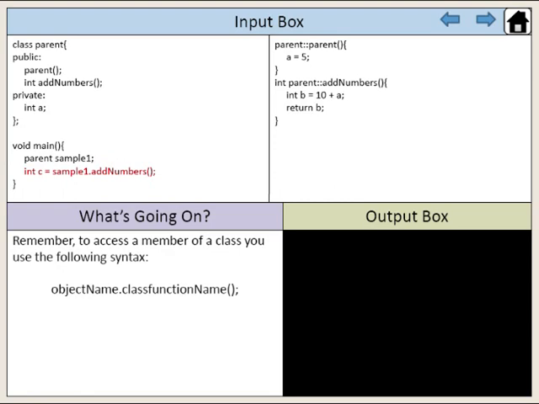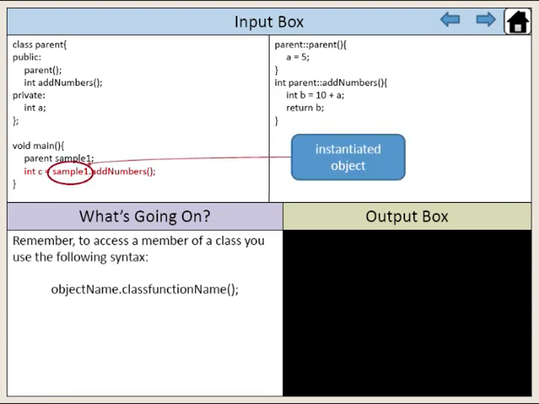Remember, to access a member of a class, you use the following syntax. You begin with the object name, followed by the dot access operator, and then the class function or class method name.